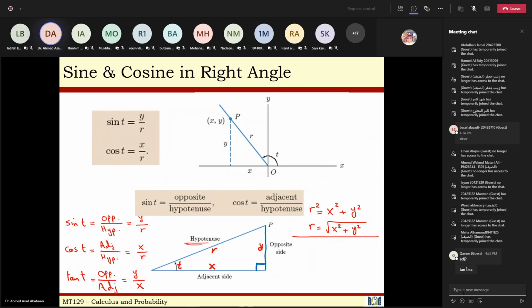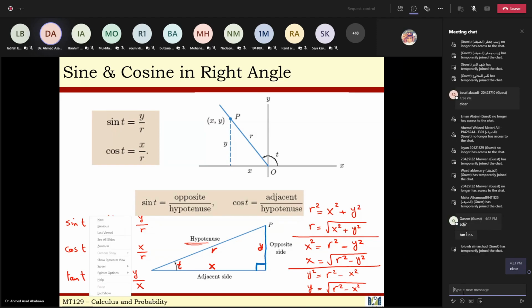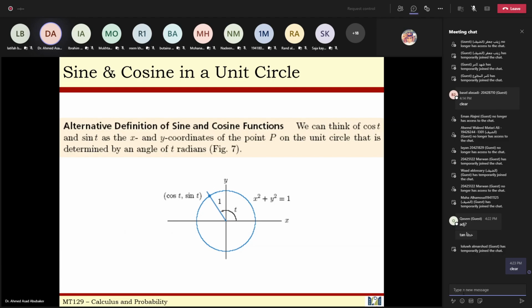Now, if we need to find x, x square equals what? R square minus y square. So the value of x equals radical r square minus y square. If we need to find y square, this is equal to r square minus x square, and we can conclude y equals radical r square minus x square. Okay, now an example about this. Need more blank slide.